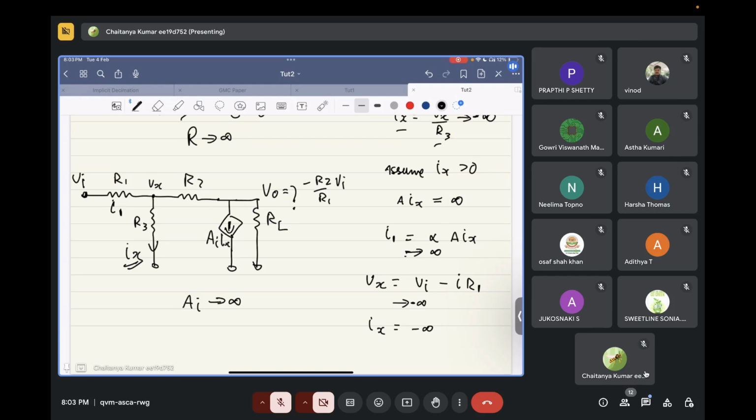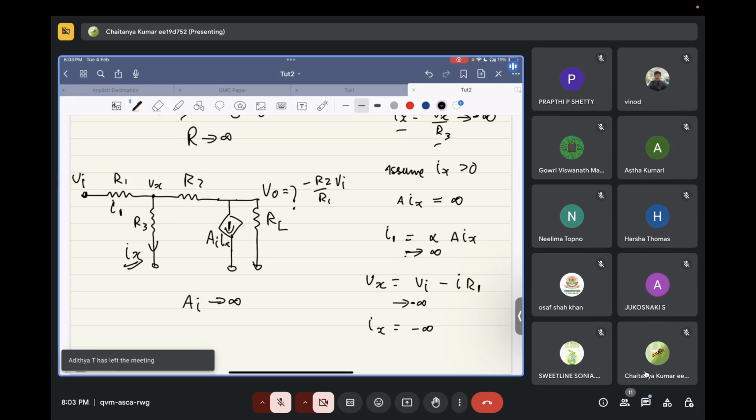The same way as you set the virtual ground voltage to 0 and then derive the currents and voltages of the rest of the circuit, the same thing you can do with any kind of controlled source. You can set its controlling parameter to 0 and derive the rest of the voltages and currents. Is this completely clear?